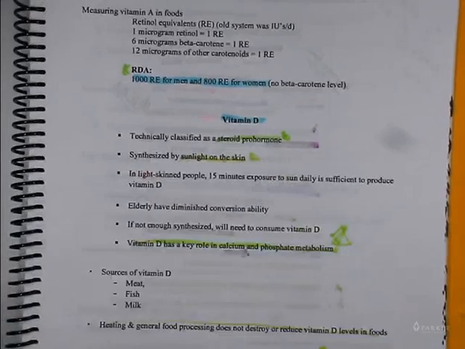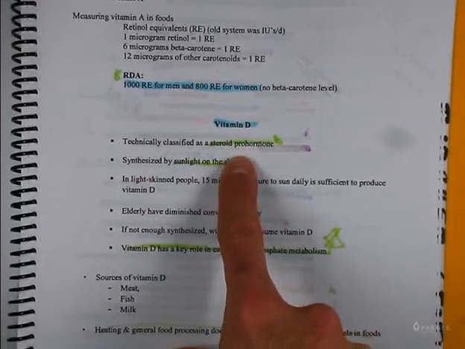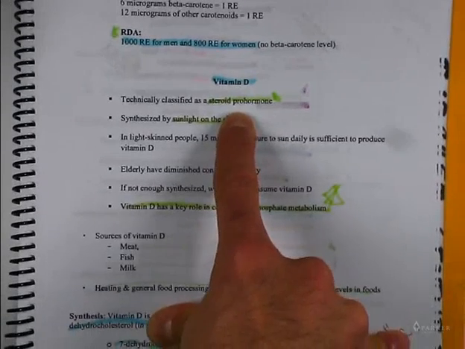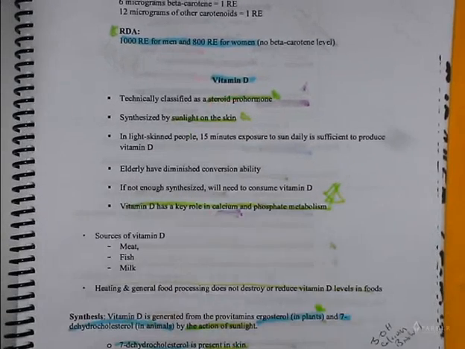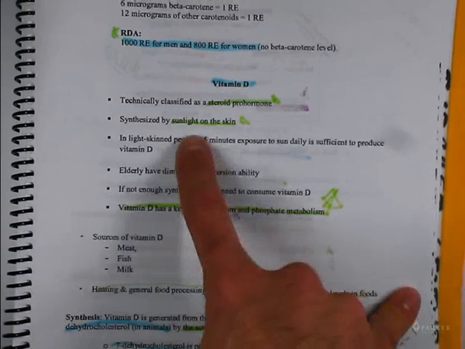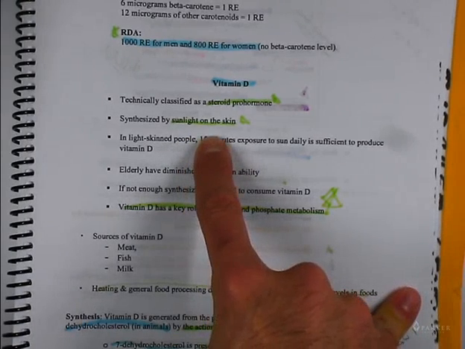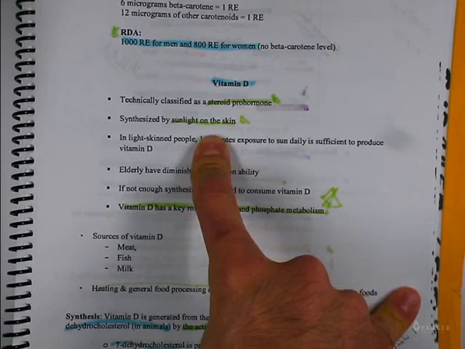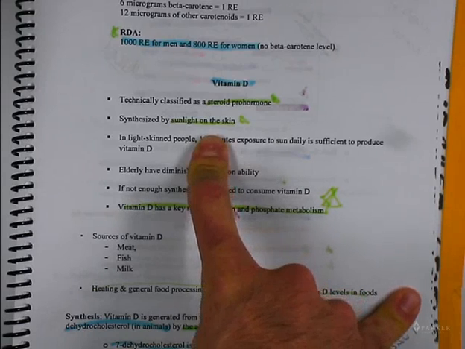I don't remember. Vitamin D is classified, TQ, as a steroid prohormone. Vitamin D is actually kind of a steroid. They just classified it as a fat-soluble vitamin, but it is classified as a steroid prohormone because it shares a lot more similarities with steroids than pretty much anything else. It is created by sunlight on the skin. We're going to talk about that. Vitamin D synthesis occurs when you get exposed to the sun.